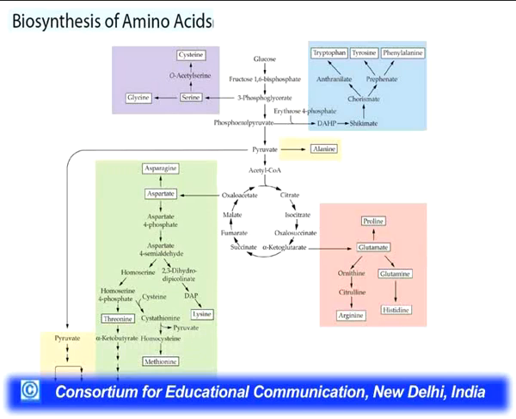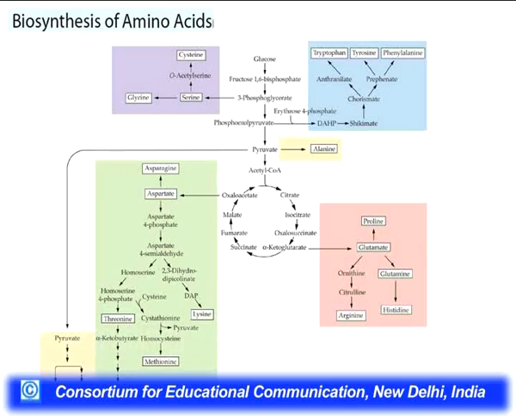So if we see the picture over here, the phosphoglycerate, which is the intermediate of the glycolysis, is helping in the synthesis of serine, glycine and cysteine amino acids, while the phosphoenolpyruvate is helping in the synthesis of tryptophan, tyrosine and phenylalanine, while the pyruvate, which is the end product of the glycolysis, is helping in the synthesis of alanine, leucine and valine. And at the end, the acetyl-CoA enters into the citric acid cycle.